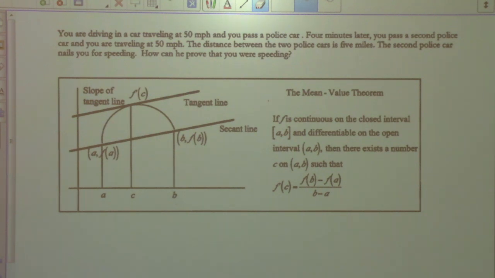With his radar gun. No, not a radar gun. That's not how he does it. Now the two cops communicated with each other. They knew how far they were apart. They knew how long it took to get there.